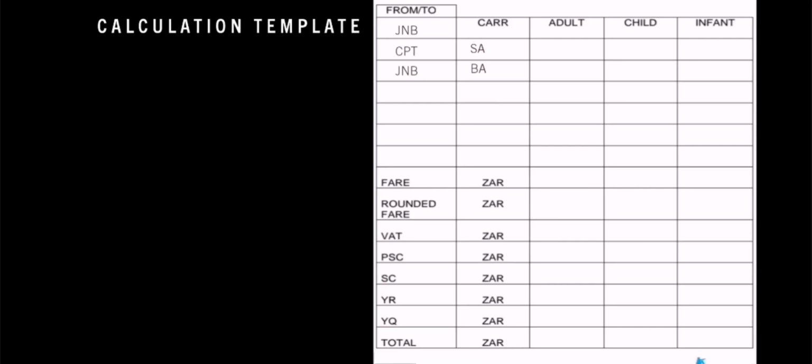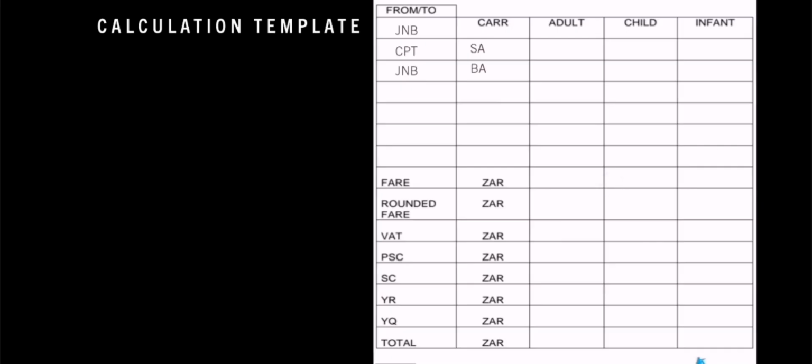Then you have the first column, the one that's written from to. In this column, we will be writing out the route. So what is a route? A route is where you are coming from, where you are going, and so on and so forth. So from the departure to the destination and everything in between. On this slide, the route is indicated as JNB, which is Johannesburg, Cape Town, CPT, and then JNB again. So this is a return ticket going Johannesburg, Cape Town, Johannesburg.